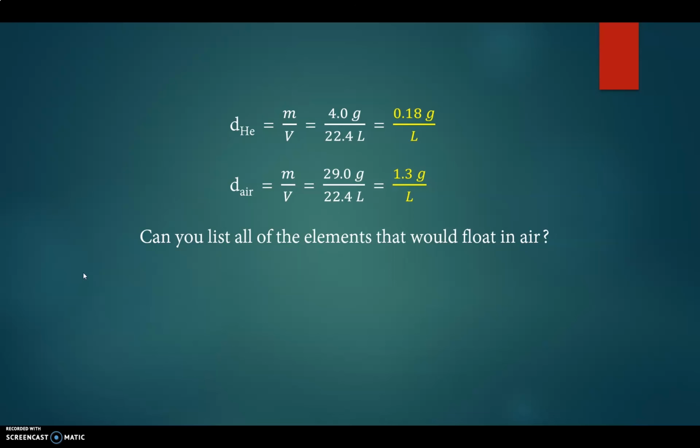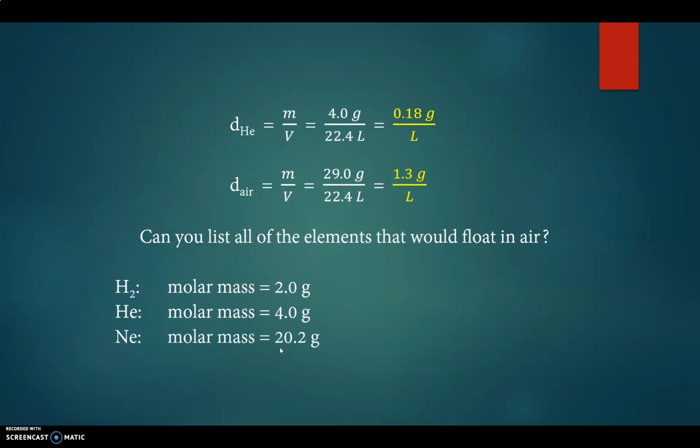Hydrogen, for example, H2 has a molar mass of 2, definitely going to float, even better than helium does. Helium, of course, is on our list. It has a molar mass of 4. Neon, with a molar mass of 20.2, that's less than 29. And even nitrogen, it's just barely lighter or less dense than air. So a nitrogen-filled balloon would float, it just wouldn't float very well.